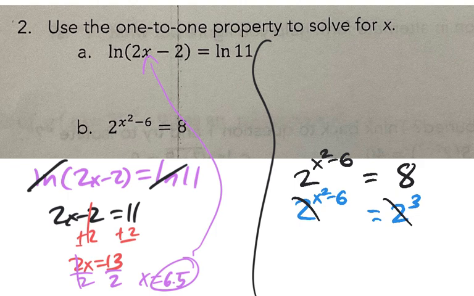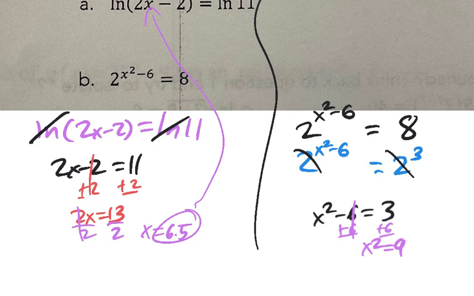I can drop the bases and I can set the exponents equal to each other. We need x squared minus 6 equals 3. Add 6 on both sides. Take the square root of both sides. X squared equals 9.